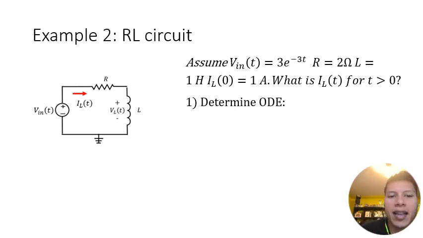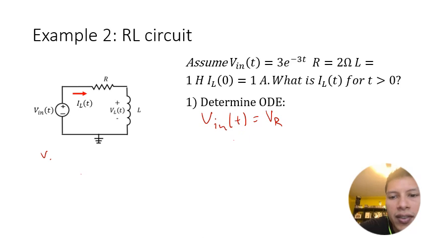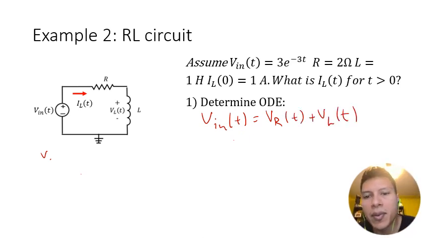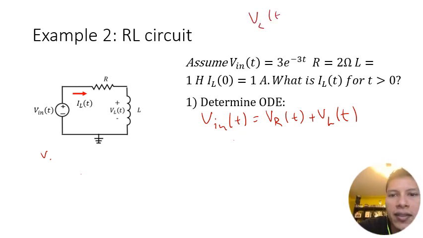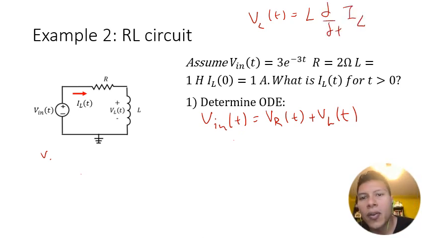So now we're looking at circuits that have inductors in them. In this particular case, very similar as before, to determine our ODE we have that VN(t) is going to be equal to VR(t) plus VL(t). And then remember that our IV relationship is that VL(t) equals L d/dt of IL. So ideally we would want to solve for IL.